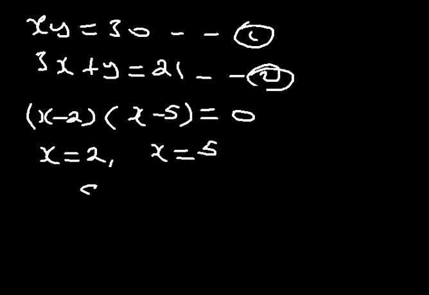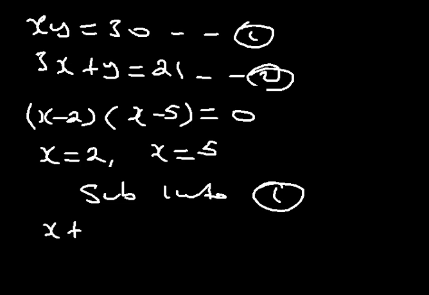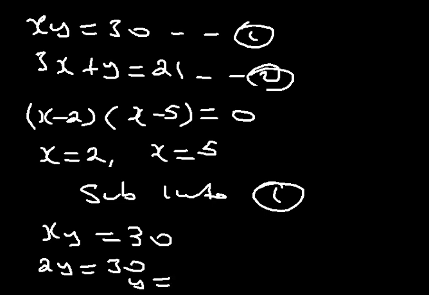Then you have to substitute into equation 1, which is xy equal to 30. So in this case, let's start with x = 2. We'll have 2y equal to 30, which means y will be 15. So we have y equal to 15 when x is given as 2.